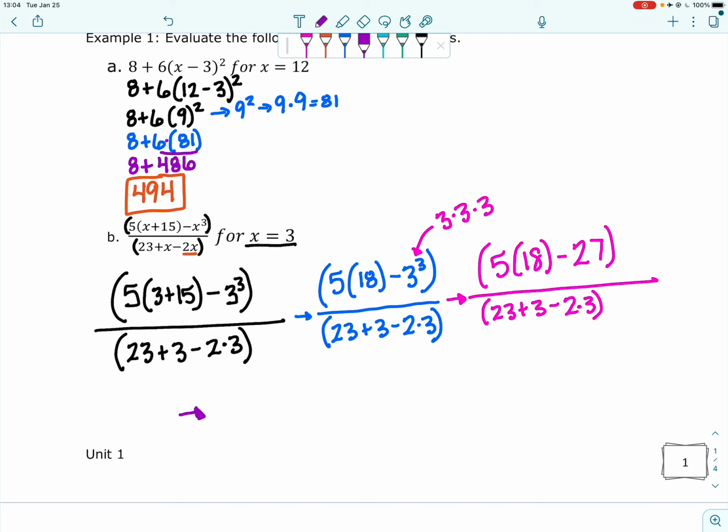So I've done exponents, so now I'm going to do the multiplication that I see. So the first one is on top, 5 times 18. Oops. It helps if I type this in my calculator correctly. 5 times 18. That's 90. And then minus 27, that's what I have on top. And then on the bottom, 23 plus 3 minus, and then 2 times 3, which is 6. So I did this multiplication and I did this multiplication.